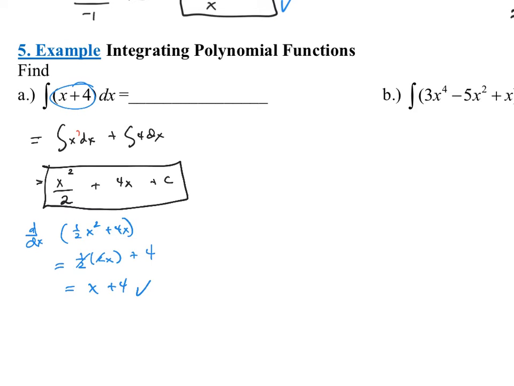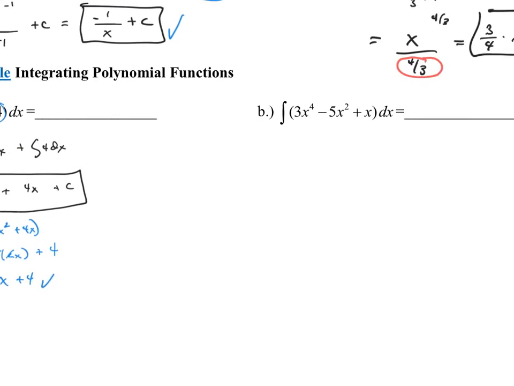So if I look at it, the original question said, what function do I take the derivative of to get x plus 4? The answer is x squared over 2 plus 4x plus any constant. So if I take the derivative of x squared over 2 plus 4x plus any constant, I will get x plus 4, which we verified. So we have found the antiderivative of x plus 4.